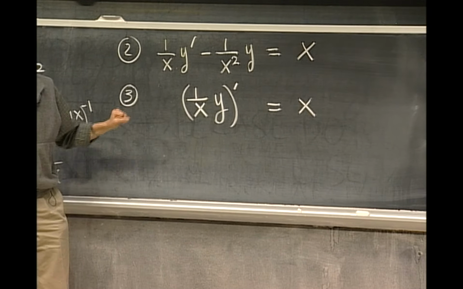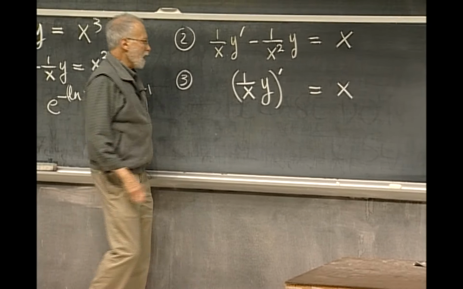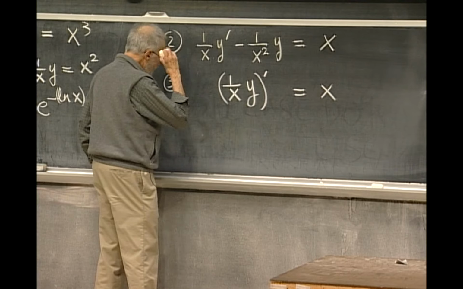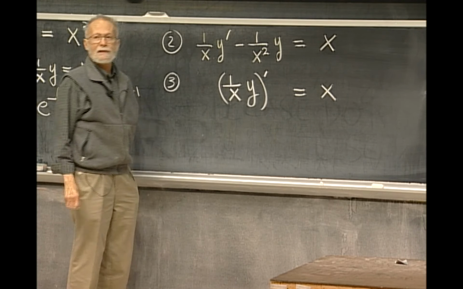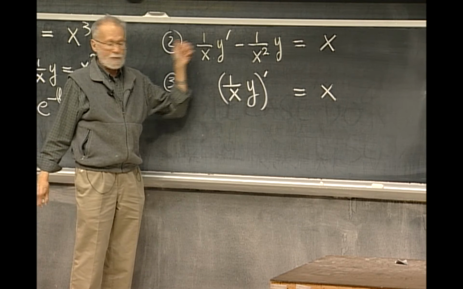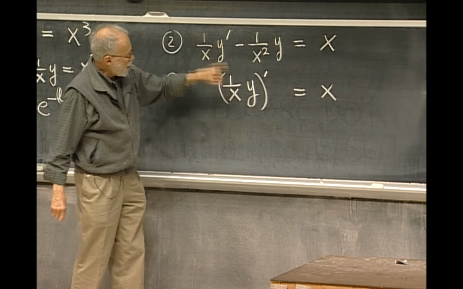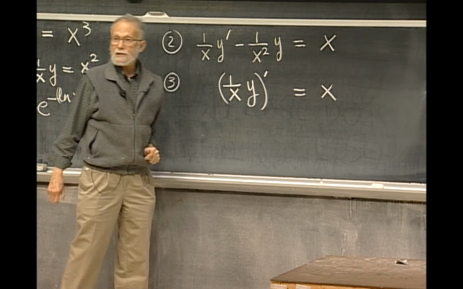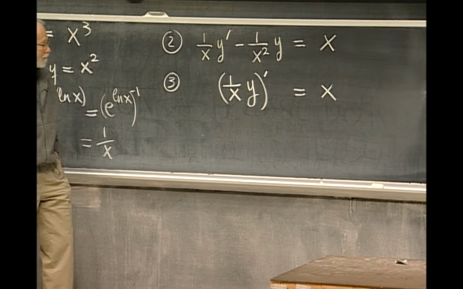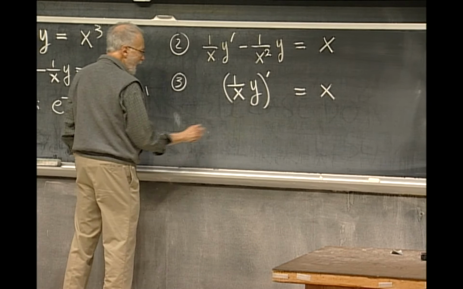I always put in that because there's always a chance you made a mistake or forgot something. Look at it, mentally differentiate it using the product rule just to check that in fact it turns out to be the same as the left-hand side. So what do we get? 1 over x times y prime plus y times the derivative of 1 over x, which indeed is negative 1 over x squared.